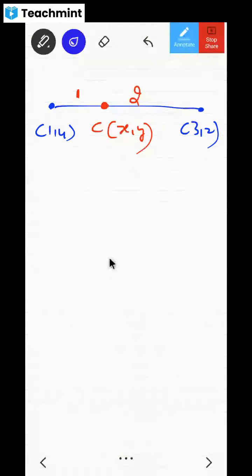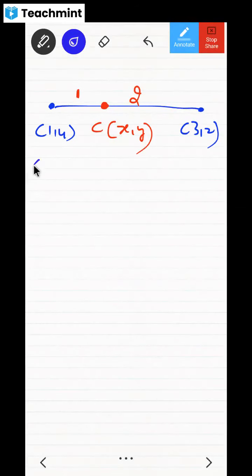Now, do you know the formula? Can you write it directly? Can you call (1, 4) as x1, y1, and (3, 2) as x2, y2, and this one as m1, and this one as m2? Can you call it like that?